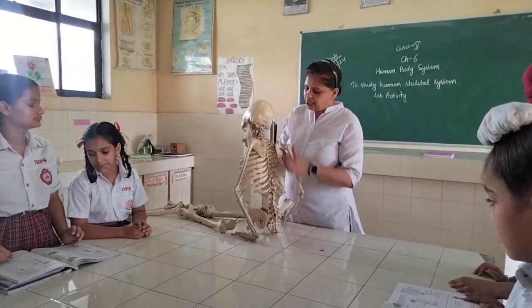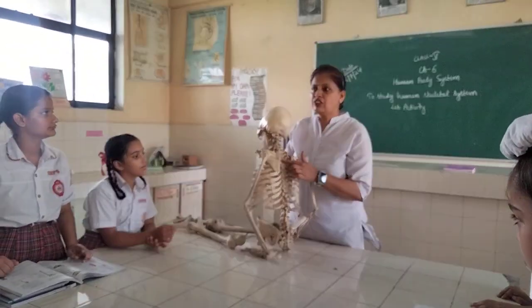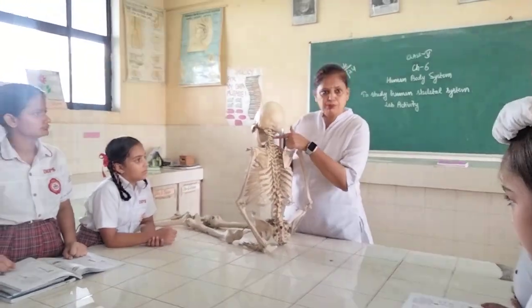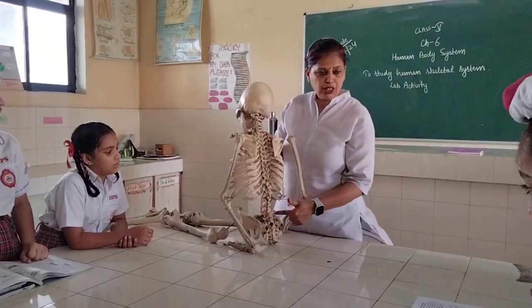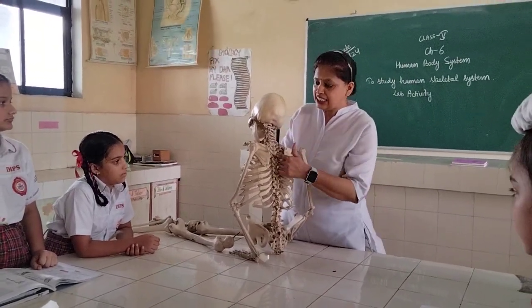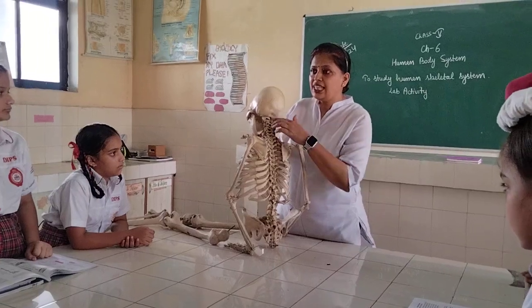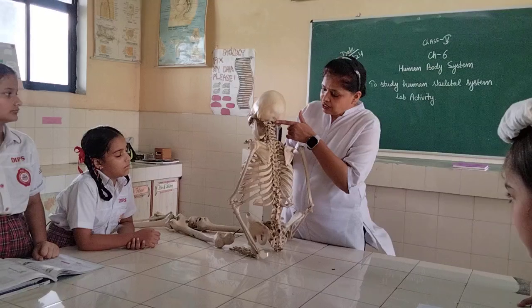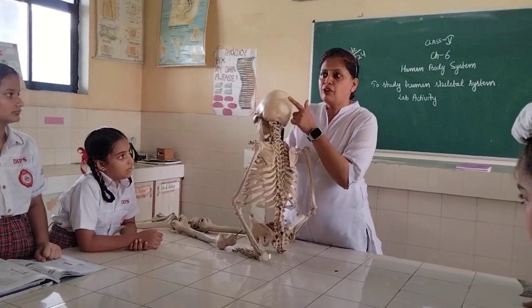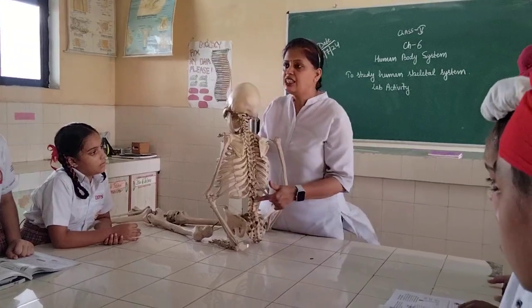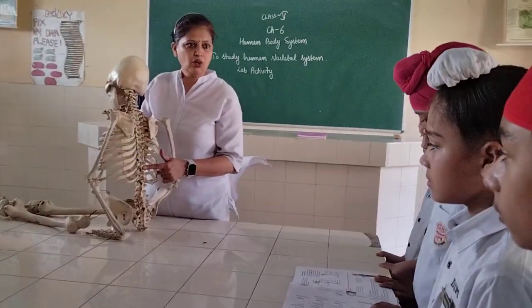So what is the main function of this vertebral column? As you see here, one thread-like structure passes through the vertebral column. It is hollow from inside. This thread-like structure moves from the brain to the whole lower body.